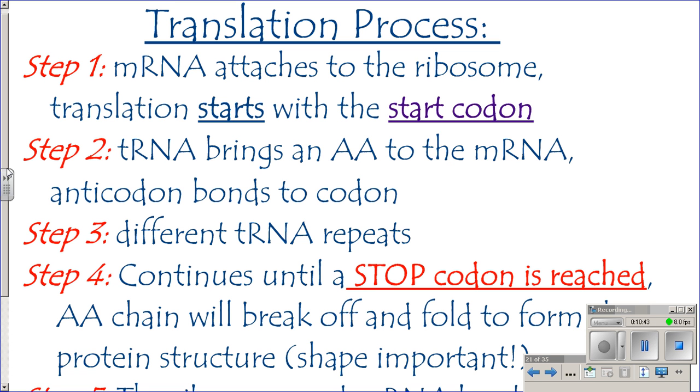mRNA goes to ribosome. My marker's getting a little low here. And I'm just going to put in parentheses, start codon. What was that start codon? It was an easy, cheesy way to remember it. AUG, right, August. We start school in August, so we start it here. Start codon AUG.